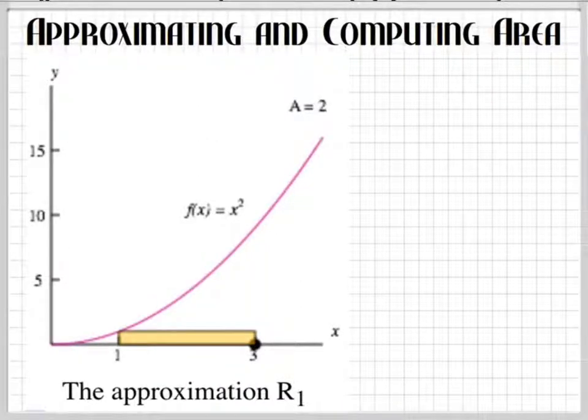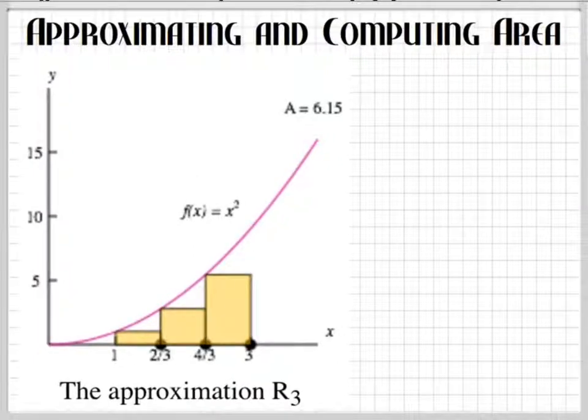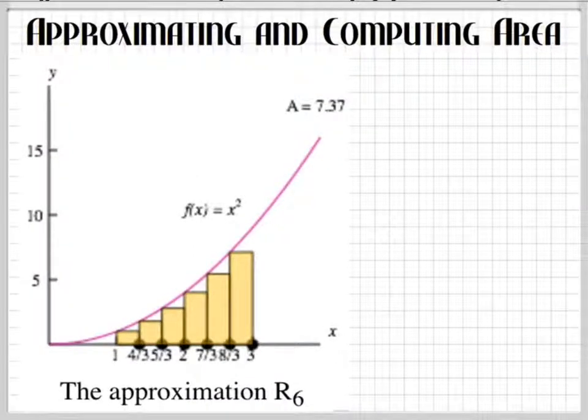If we did left side, it would look like this. That would be our first box, our first rectangle. And then see the area is only 2. And then we keep increasing it. As we increase it to 6, first of all, this right here shouldn't say R6. It should say L6 because these are left side ones. But we're getting closer and closer to the same number that the other one got to.